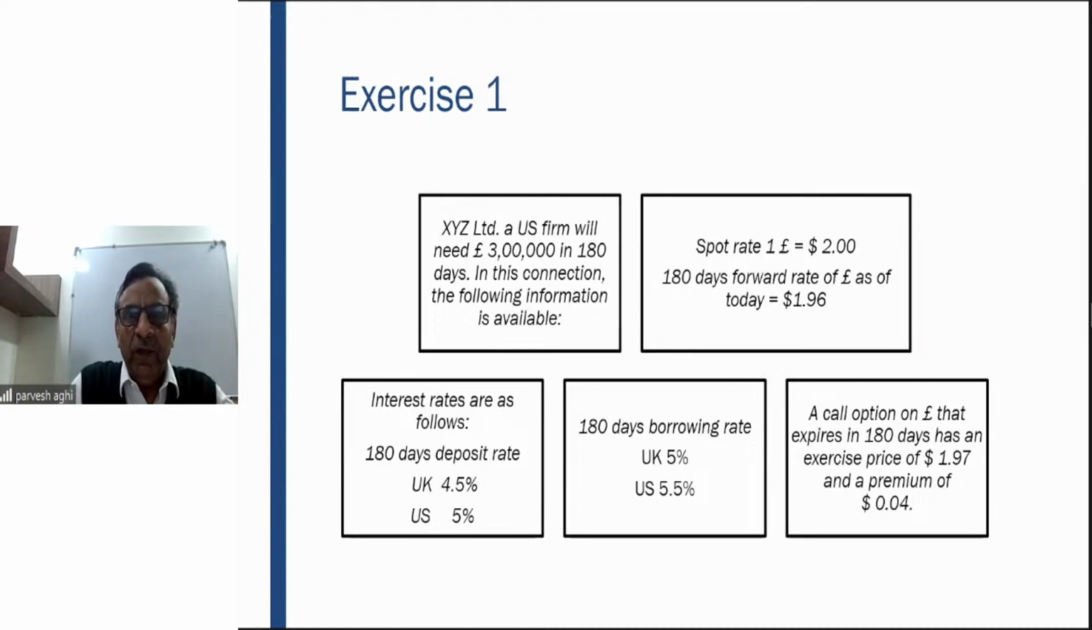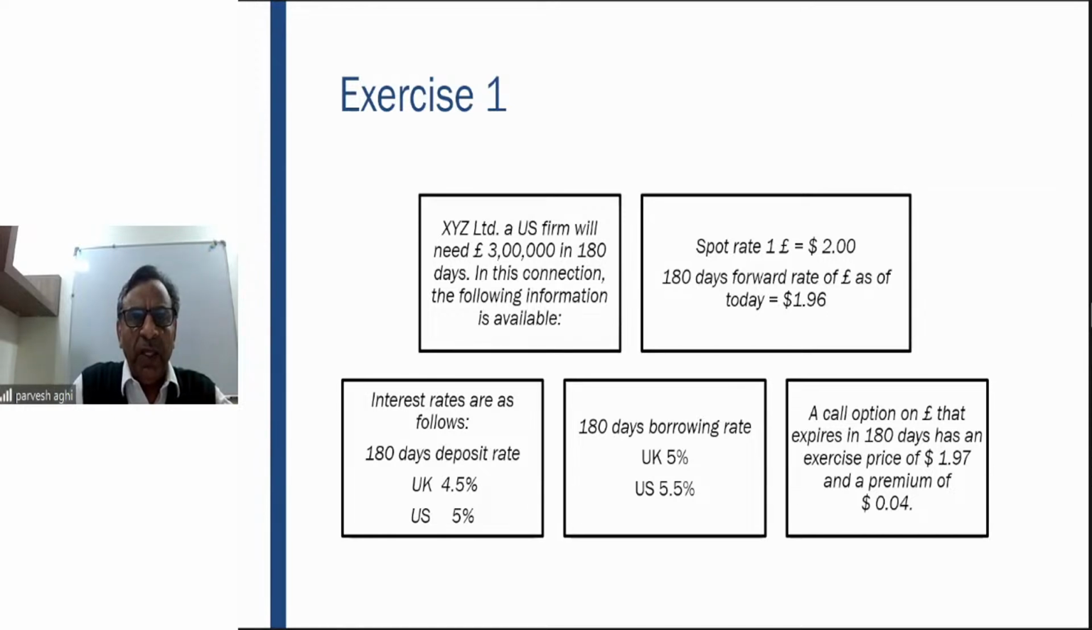The spot rate is given, which is 1 pound equal to $2, and the 180 days forward rate of the pound as of today is $1.96. Now, the firm has an exposure in pounds, and it's a US firm. Eventually, they will pay pounds, which will be converted for them into US dollars, and they would like to know how much they are paying.